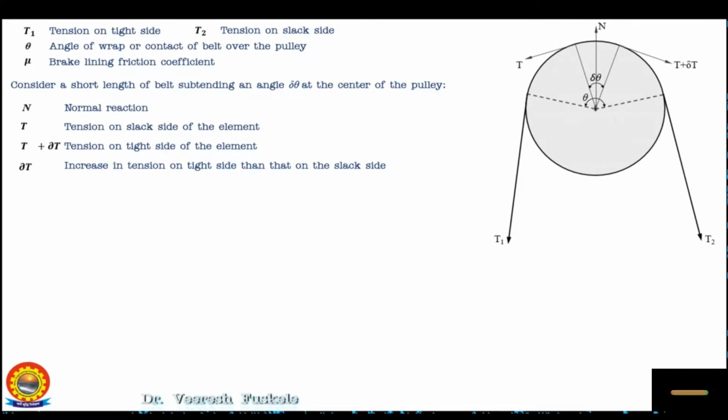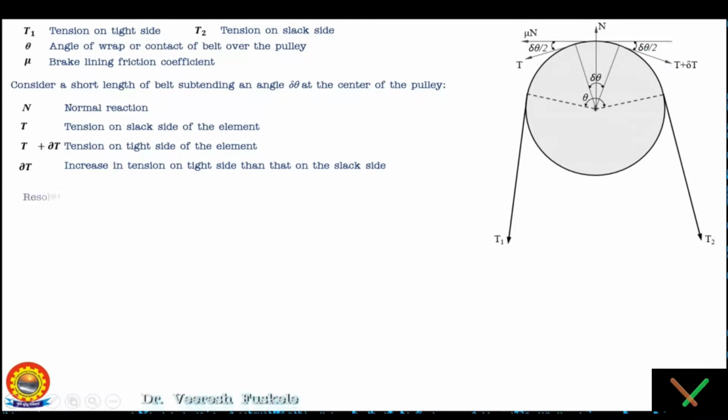Tension T and T plus delta T act in the directions perpendicular to the radii drawn at the ends of the elements as shown here. This is perpendicular to this radius, and this is perpendicular to this radius. The friction force mu N will act tangentially to the pulley rim, resisting the slipping of the elementary belt on the pulley. This is the direction of mu N, as the drum will be rotating in the clockwise direction. This angle will be delta theta by 2 as per the geometry, and this angle will also be delta theta by 2.